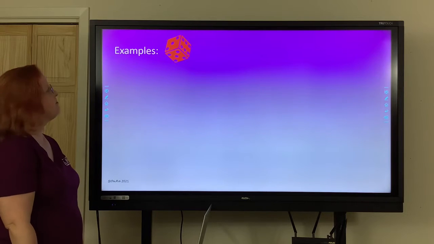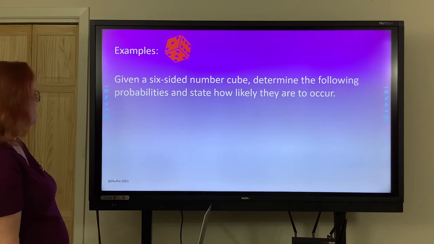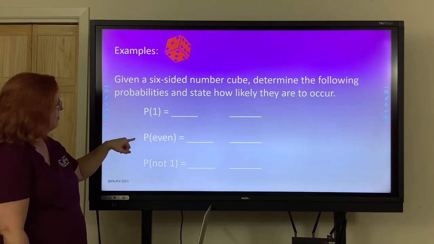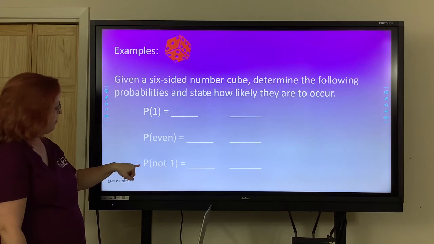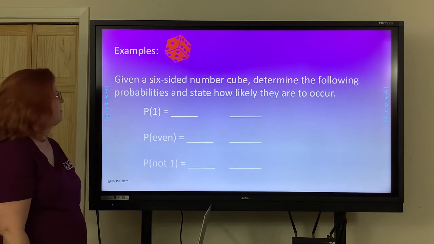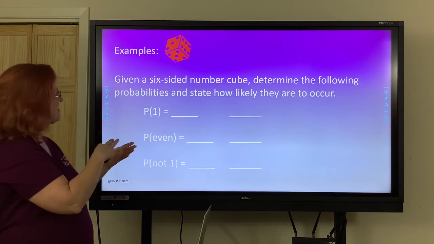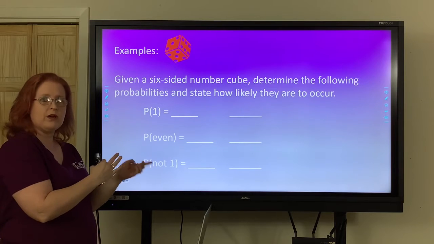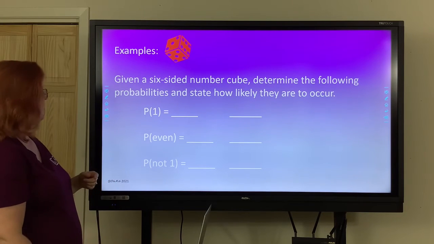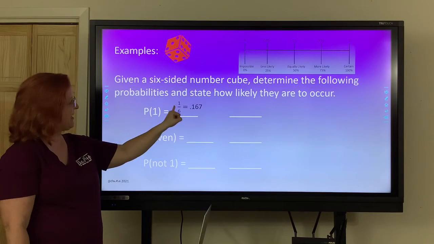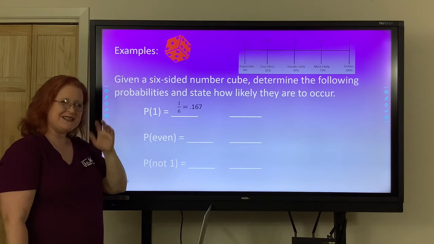All right, here's an example. Given a six-sided number cube, determine the following probabilities and state how likely they are to occur. All right, so we have the probability of getting a 1, the probability of getting an even, or the probability of getting not a 1. Okay, so the probability of getting a 1. Remember, on a six-sided number cube, you just have the numbers 1 through 6. So there's 6 possibilities, and there's only one 1. So we would have 1 out of 6, and if we divided that, we would get about 0.167, because I rounded it.